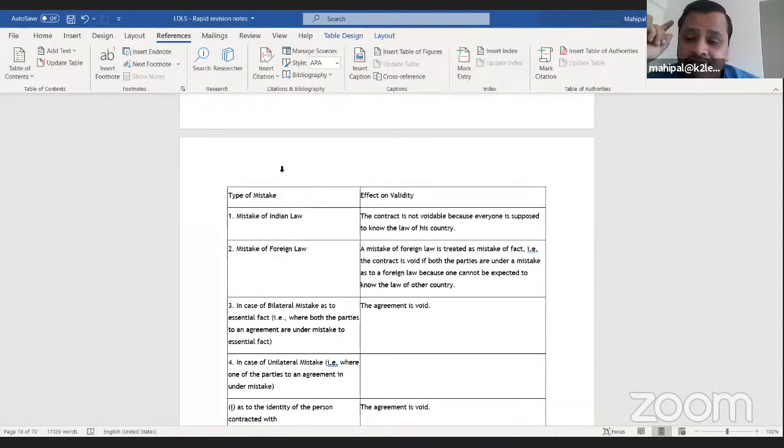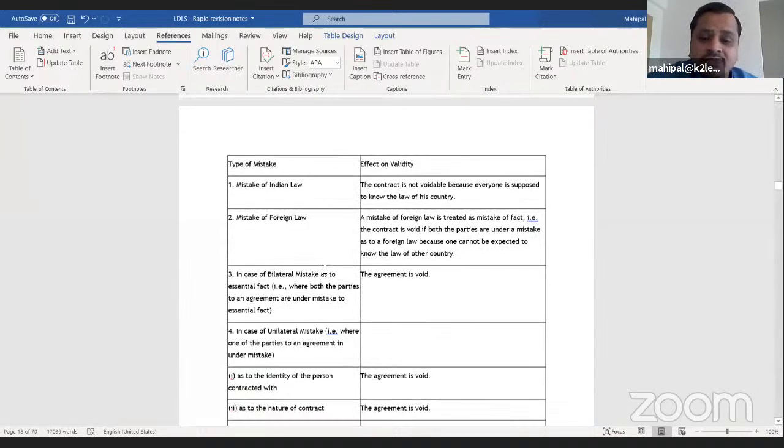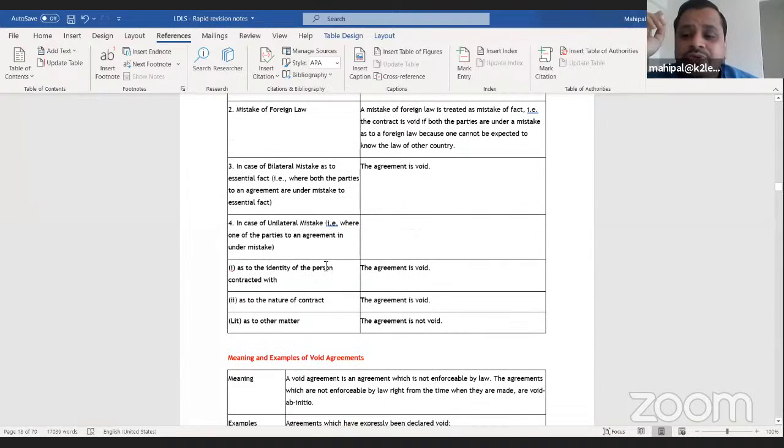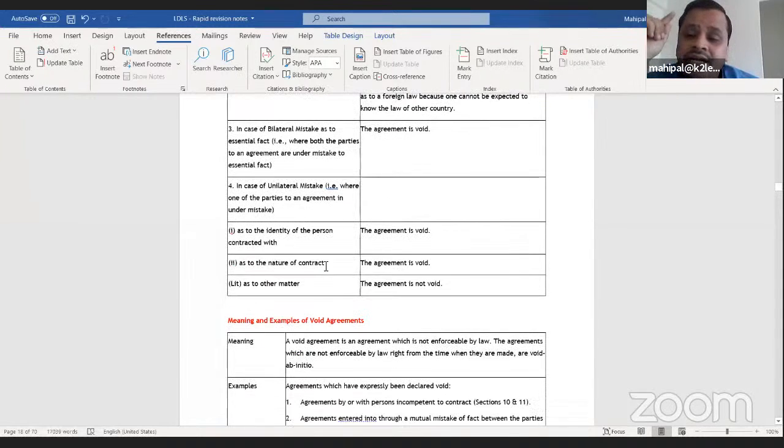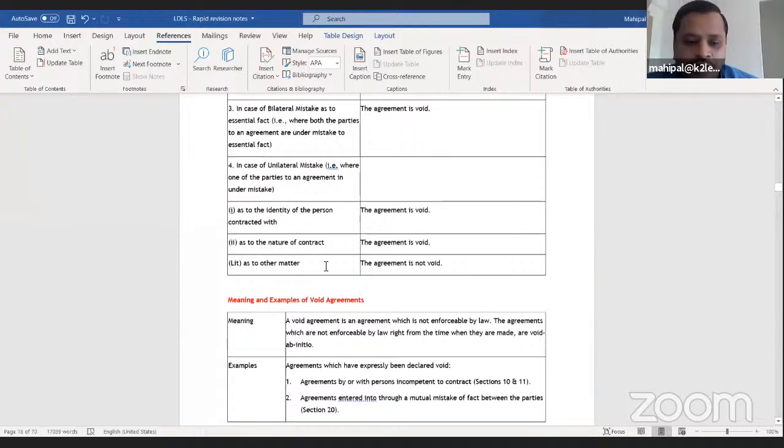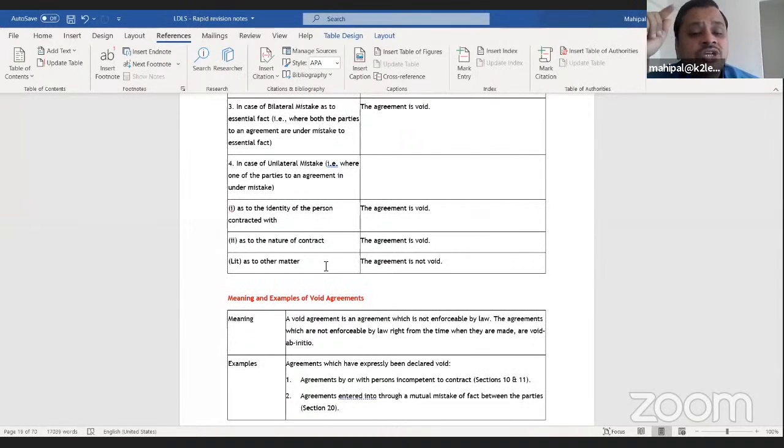Unilateral mistakes are generally valid, where only one person is under the mistake. But there are a couple of exceptions to it. Number one, if the unilateral mistake is with respect to the identity of a party, the agreement is void. If it is as to the nature of the contract, the agreement is void. And if it is as to any other matter, the agreement is void. Am I clear? Yes, no?